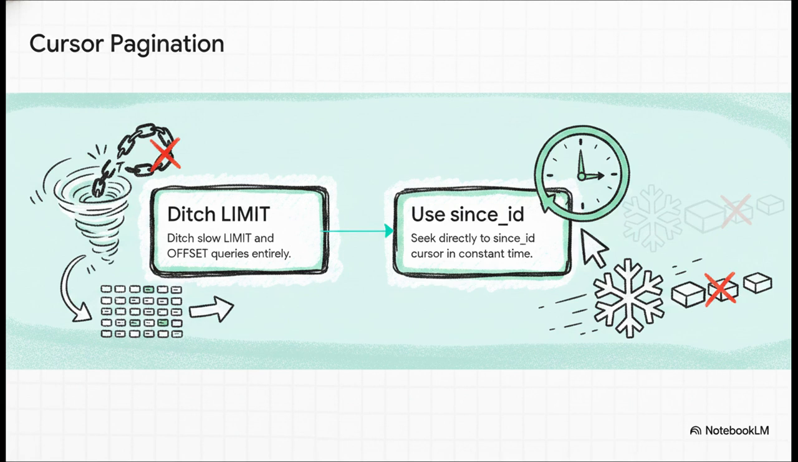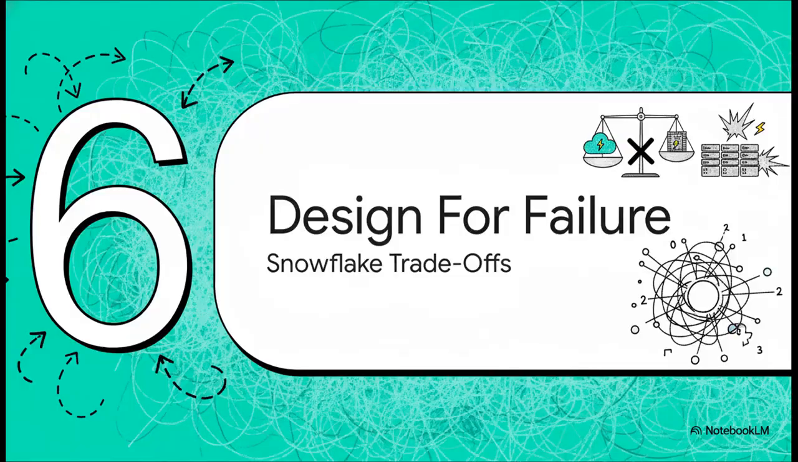But with a time-sorted Snowflake ID, you ditch limit and offset entirely. Instead, you use the ID as a cursor. The database index instantly jumps right to the exact ID of the last item you saw and scans forward in constant time. Because newer posts mathematically have higher ID numbers, they simply never appear in your older pages, completely eliminating those annoying UI duplicates.